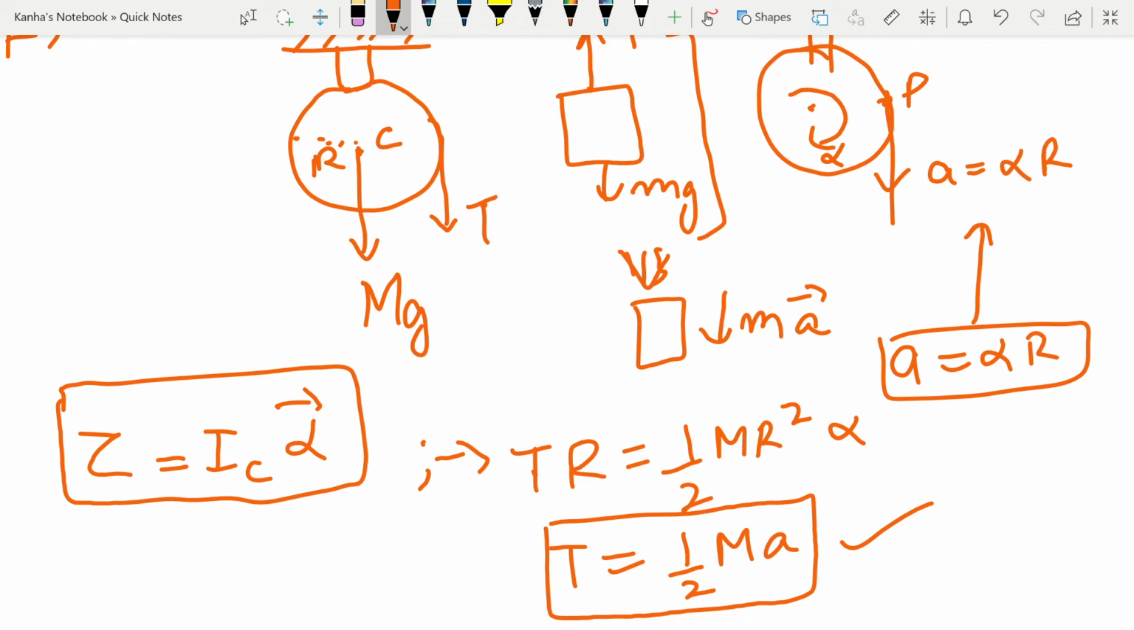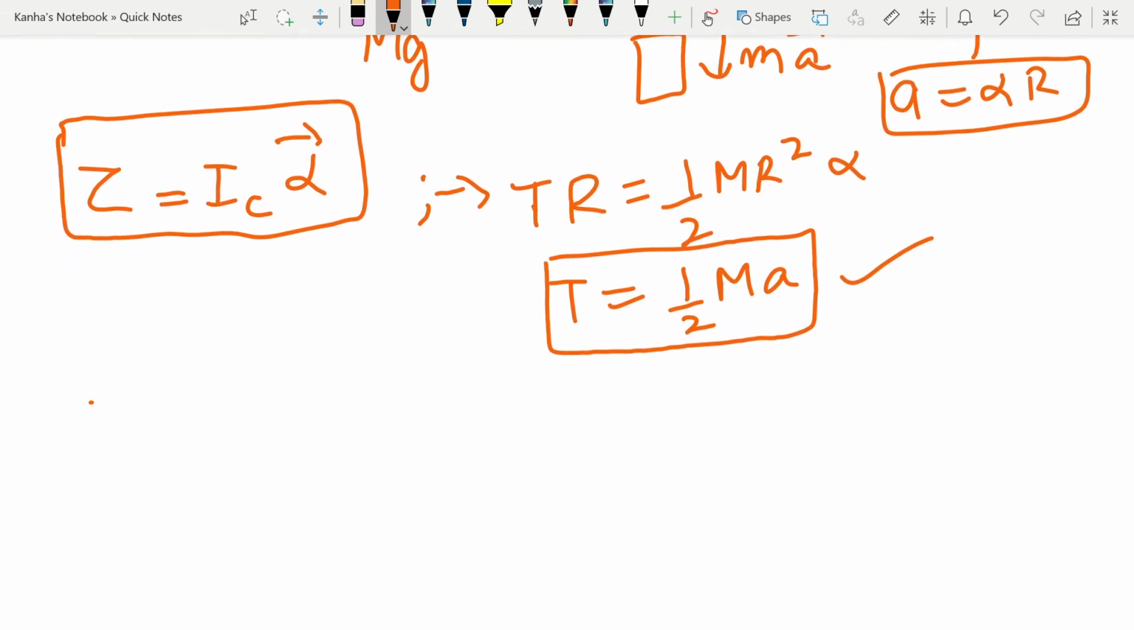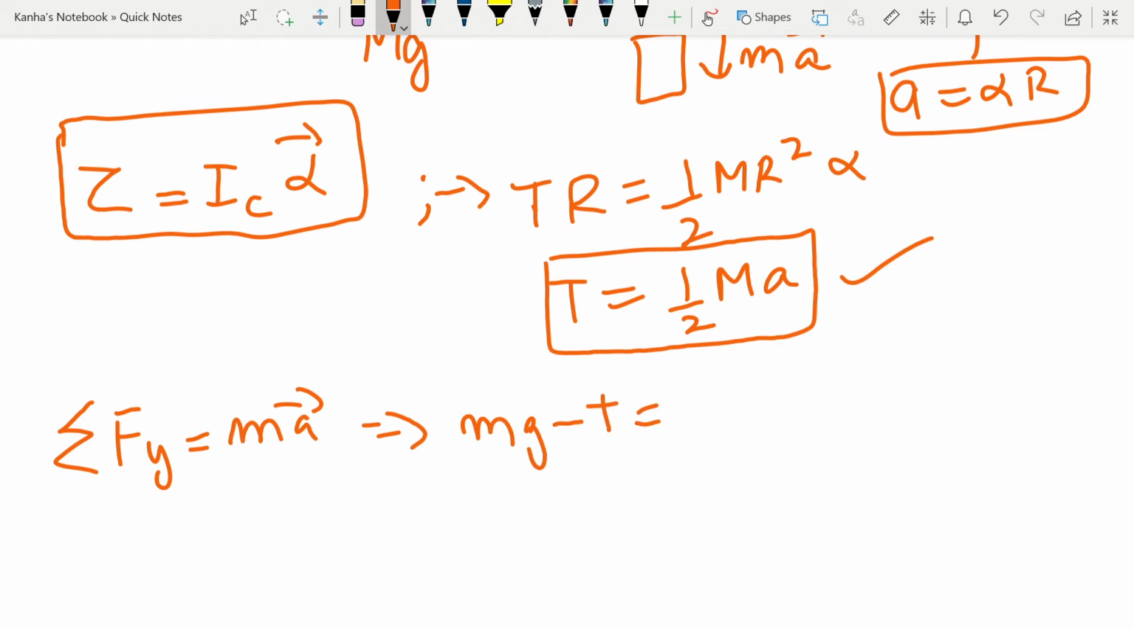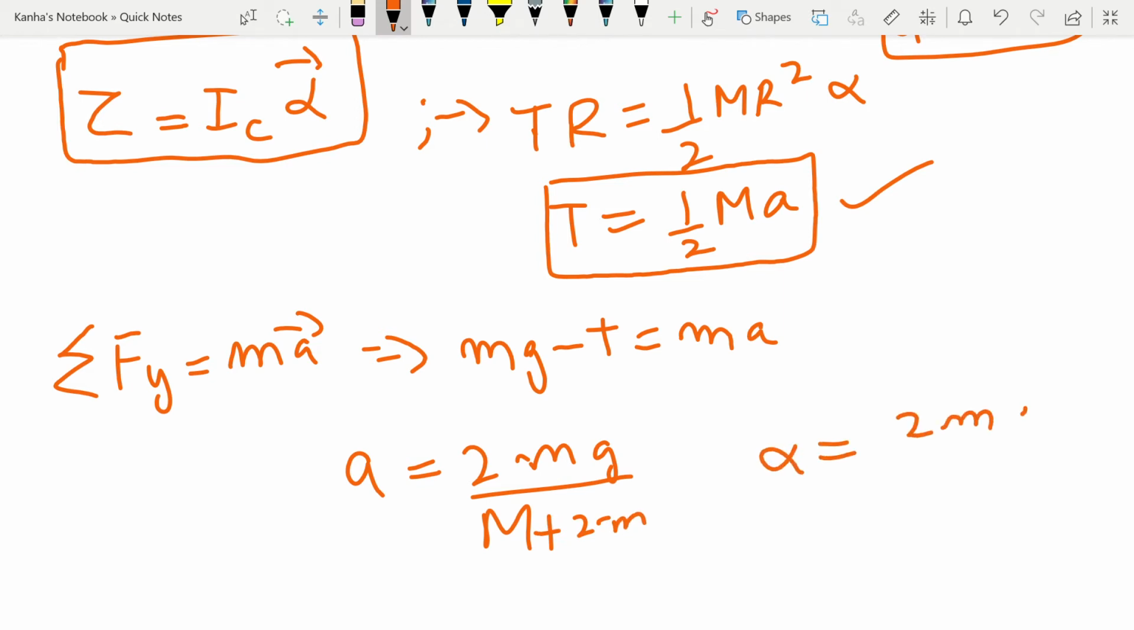Now you know that the block is in translation motion, so you can easily use Newton's second law, which says that summation of F in the y direction for the block is equal to mass into acceleration. This implies that mg minus T is nothing but ma. Using these equations you can easily find that the acceleration of the block is nothing but 2m small g divided by capital M plus 2m, and similarly alpha will turn out to be 2m small g divided by capital R into (M plus 2 small m).